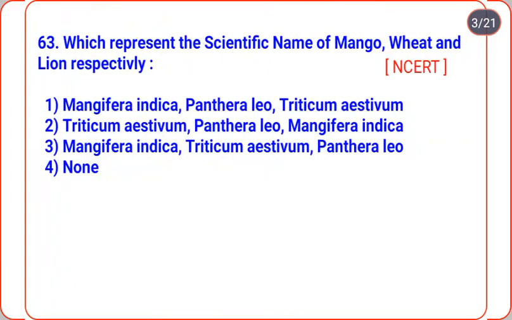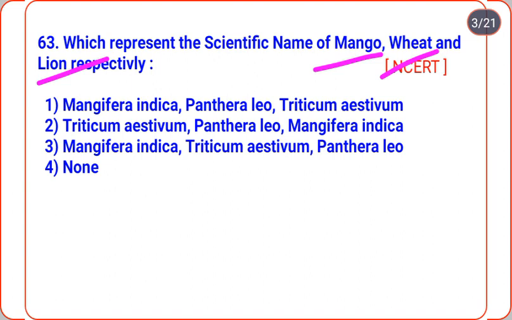Okay, next, question number 63. Which represent the scientific name of the mango, wheat and lion? Yes, mango, wheat and lion respectively. Which represent the scientific name of the mango, wheat and lion?